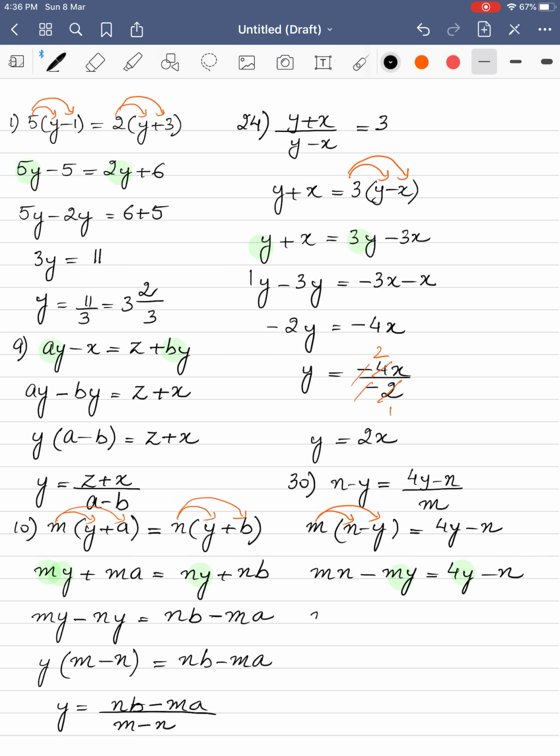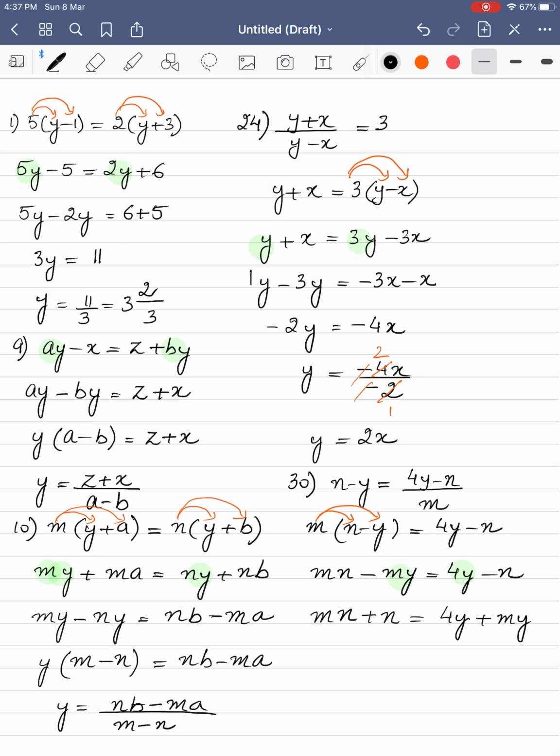So I'll leave the mn on this side. I'll bring the negative n from the right hand side to the left side and it becomes positive n. 4y stays here as it is on the right hand side and the negative my goes to the right hand side and becomes positive my.